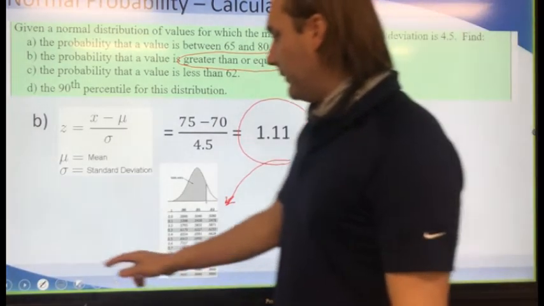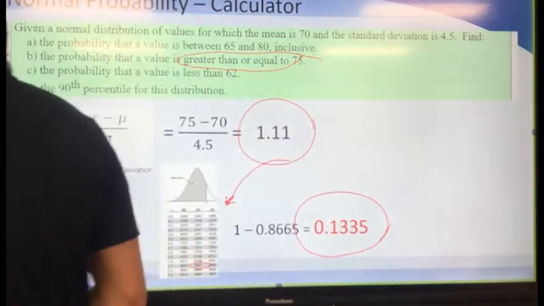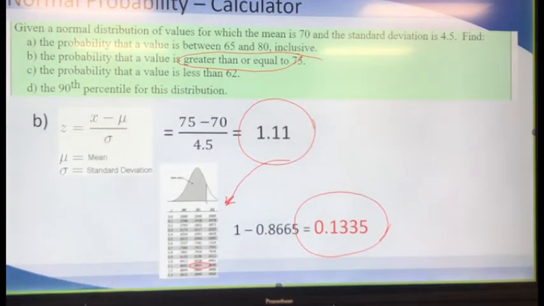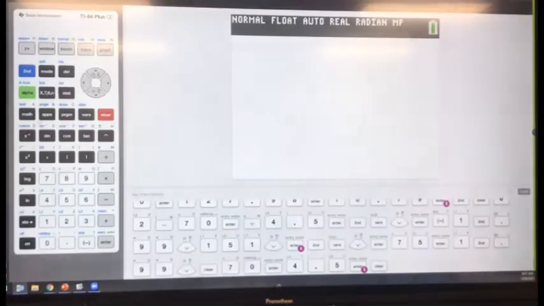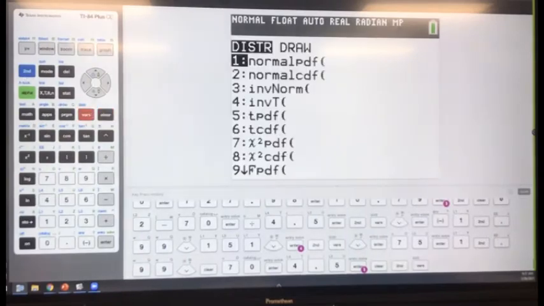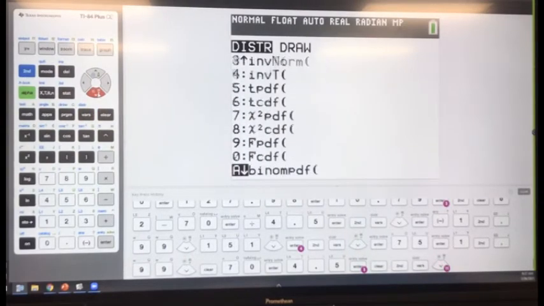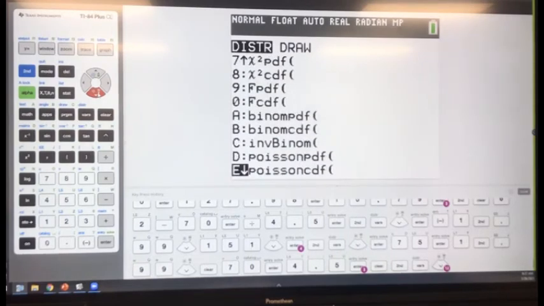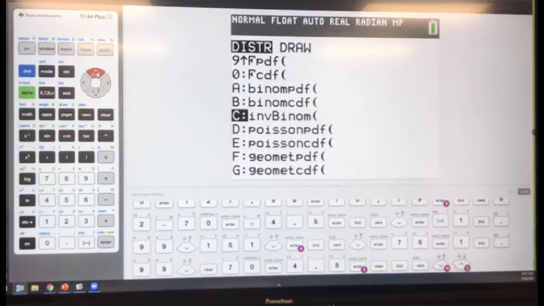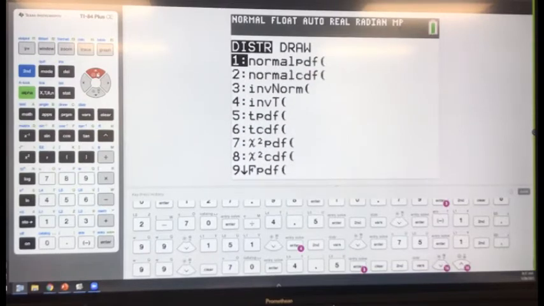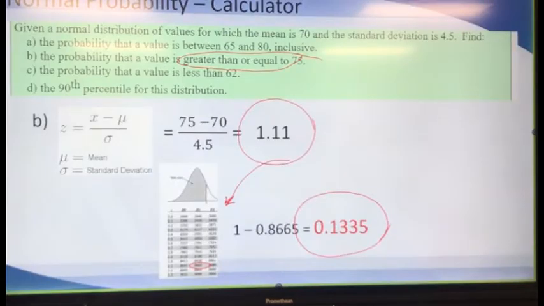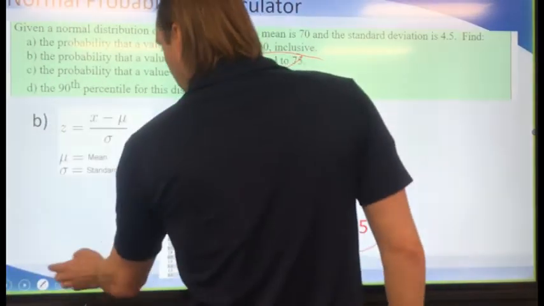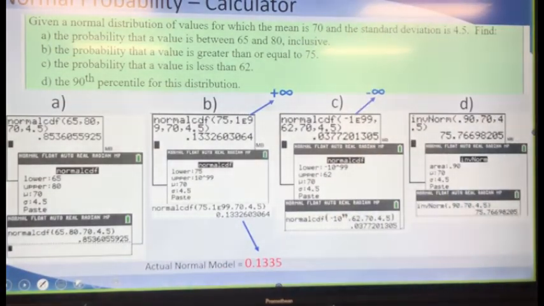Well, you probably have noticed in your calculator, if you went second distribution and looked on down here, this is where we find our binomial distribution and our geometric distribution. You would have passed up the first options, which was normal distribution. So yes, the calculator can actually predict using the normal curve, using that calculation.